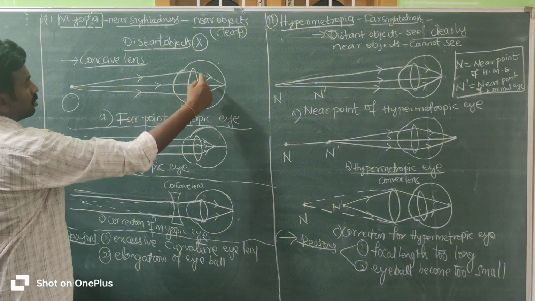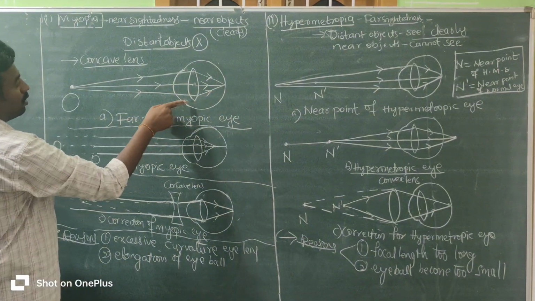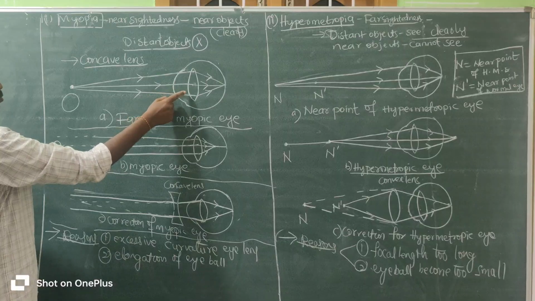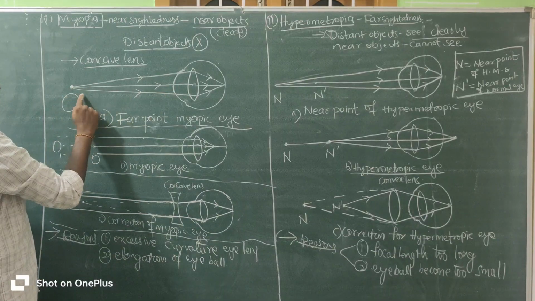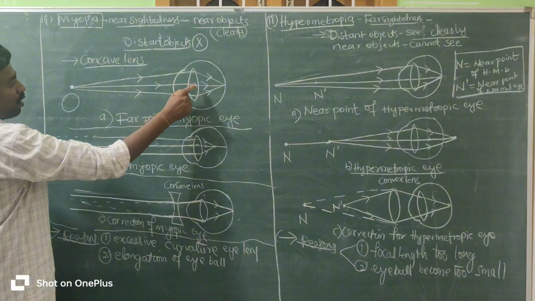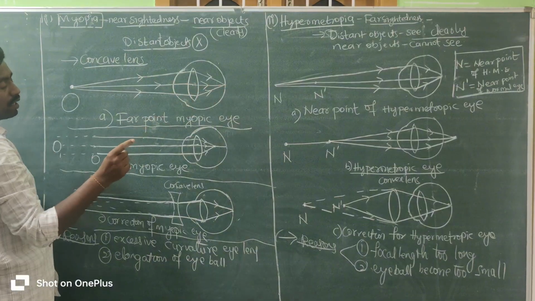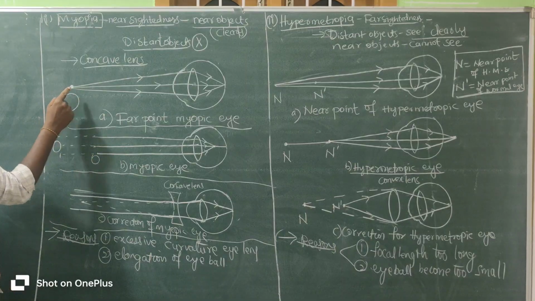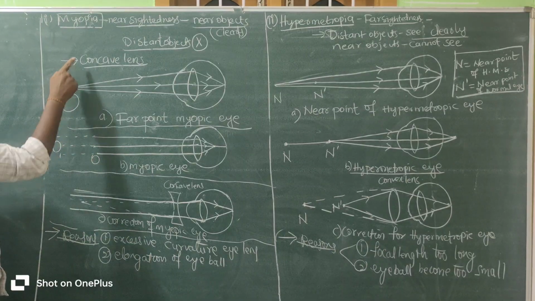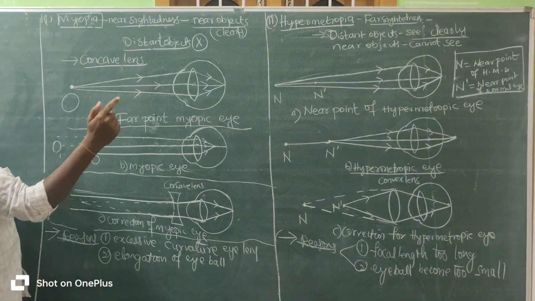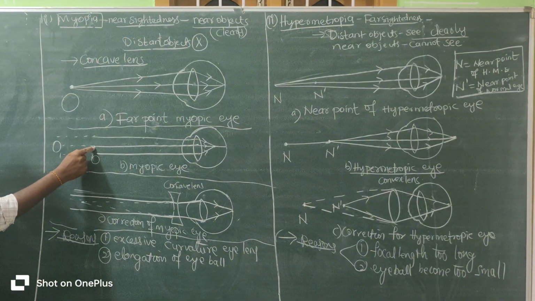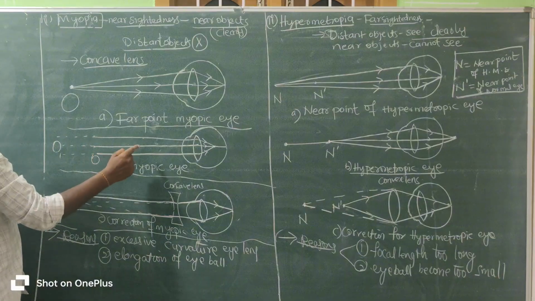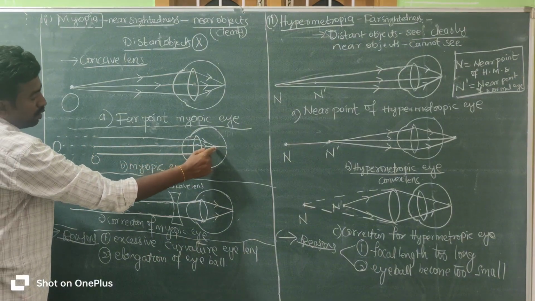Suppose this is our human eye. If an object is placed at distance O in front of the eye, the light rays coming from O fall on the retina, and you can see the object clearly. Now in the second situation, if you move the object a little farther, we already said in myopia we can see near objects but cannot see far objects. If you move the object from point O to beyond, at O dash, the light rays coming from the far object O dash fall in front of the retina.